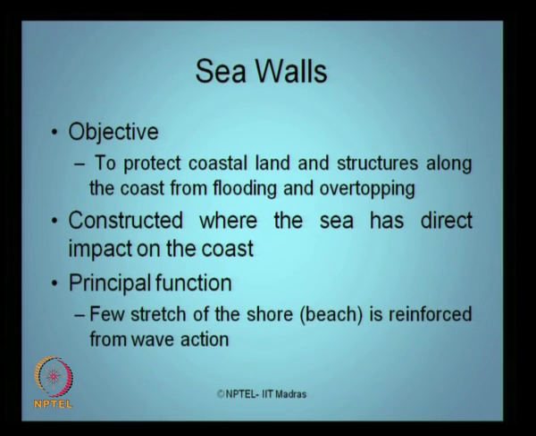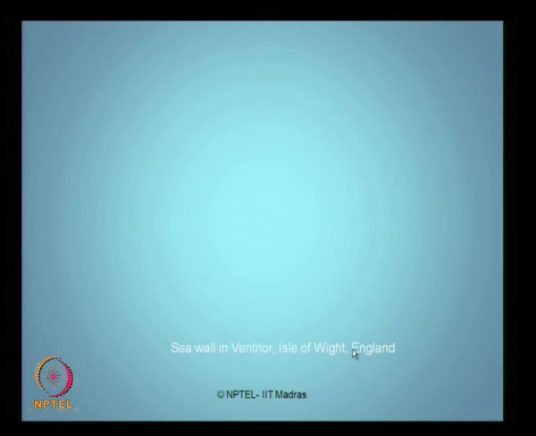The principal function of sea walls is essentially to reinforce a certain stretch of the shore from wave action. So, they protect, or on the other hand reinforce and strengthen, a certain stretch of the shore, that is the beach side, from the wave action. That is the principal function of a sea wall.